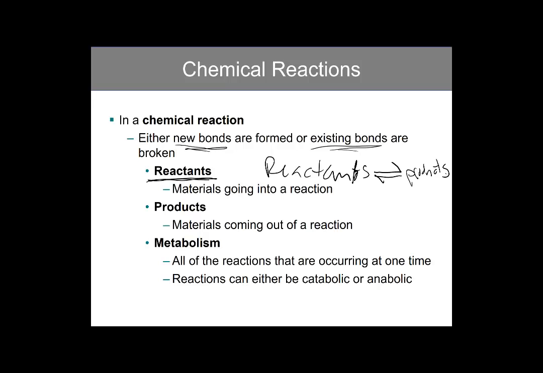Ultimately, if you consider all the reactions that occur in the human body, we refer to these as our metabolism. And metabolism can be divided into catabolic reactions or anabolic reactions, where anabolic reactions lead to building. So the body builds various components, while a catabolic reaction leads to the destruction or the breakdown.